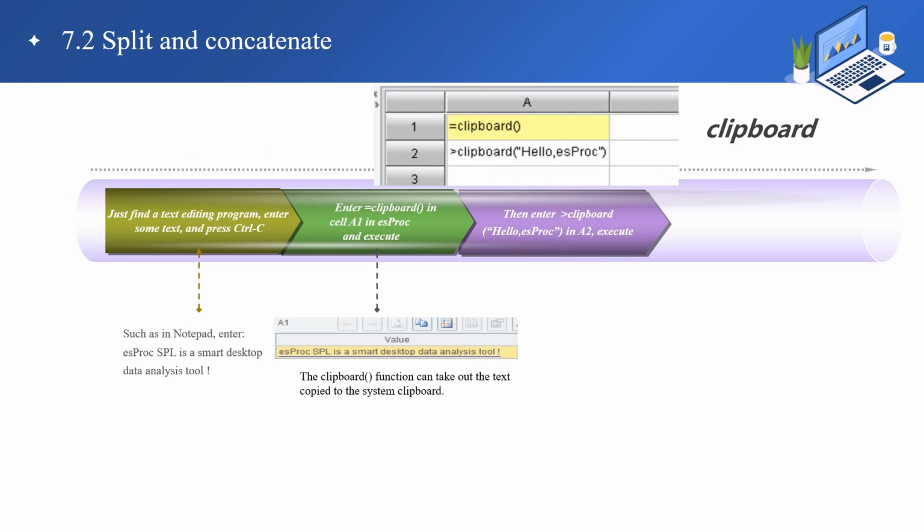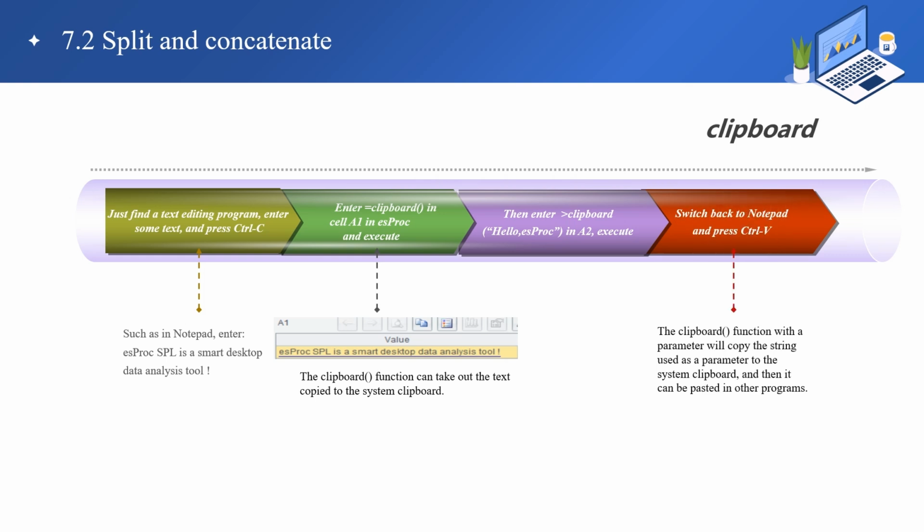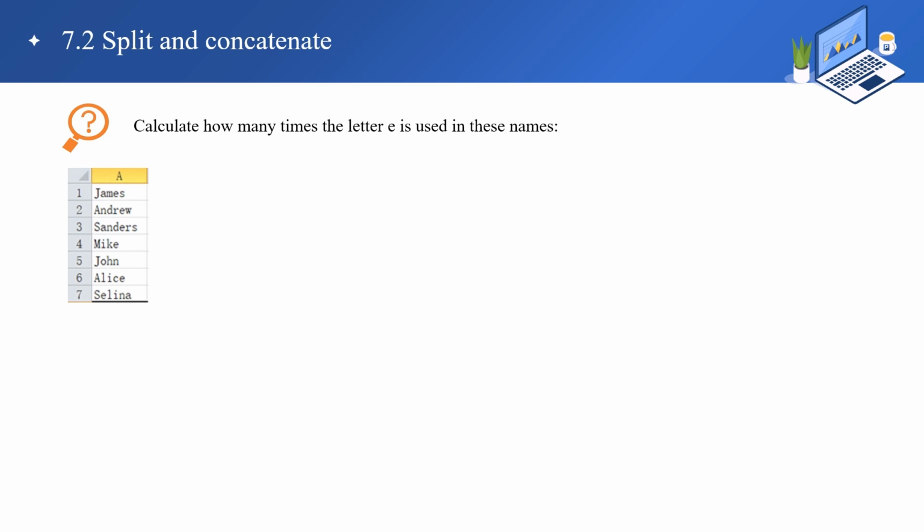Then enter greater than sign, clipboard hello sproc in A2. After execution, switch back to Notepad and press Ctrl+V to paste. What do you see? The clipboard function with the parameter will copy the string used as a parameter to the system clipboard, and then it can be pasted in other programs. Now let's use this clipboard function to help Excel do something.